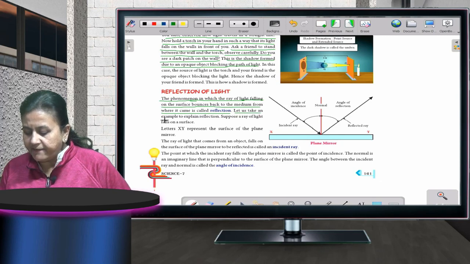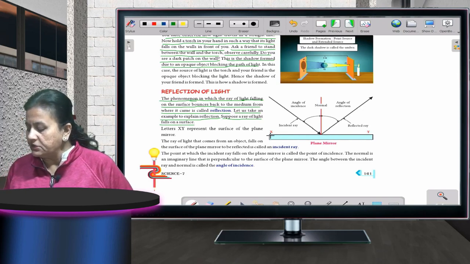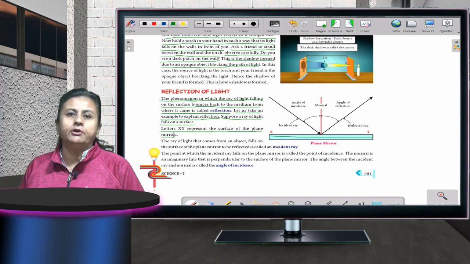Let us take an example to explain reflection. Suppose a ray of light falls on a surface. This is a surface XY. As you can see on your screens also, this is a surface XY. Let XY represent the surface of a plane mirror. We are talking about the plane mirror over here.